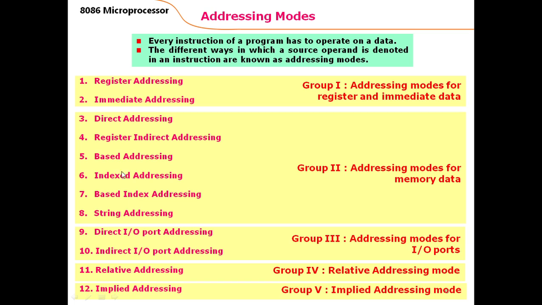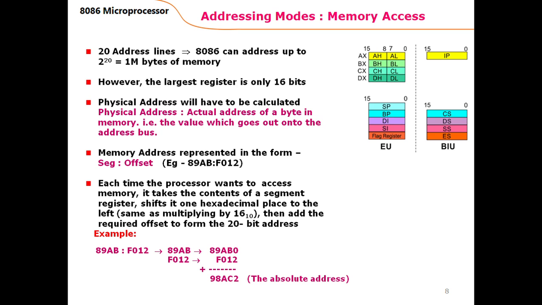This discussion also includes discussion on addressing modes for memory data. Let me give a brief introduction of how the memory address is calculated. In the 8086 microprocessor, the memory address is a 20-bit address, and there are 20 address lines. In 8086, the total memory is 1 megabyte, and the reason is that we have 20 address lines, so 2 raised to the power 20 is 1 megabyte of memory.